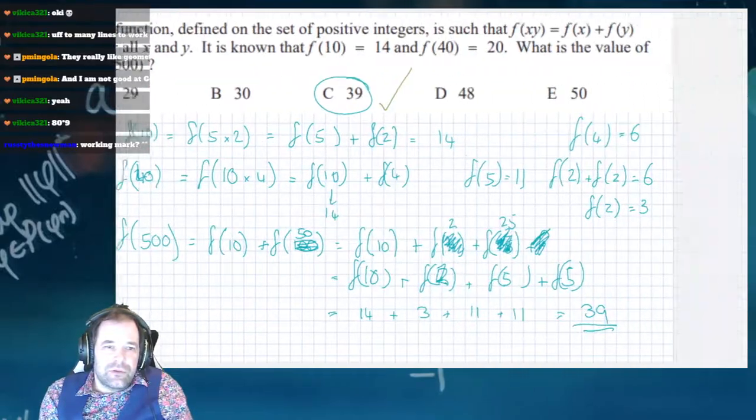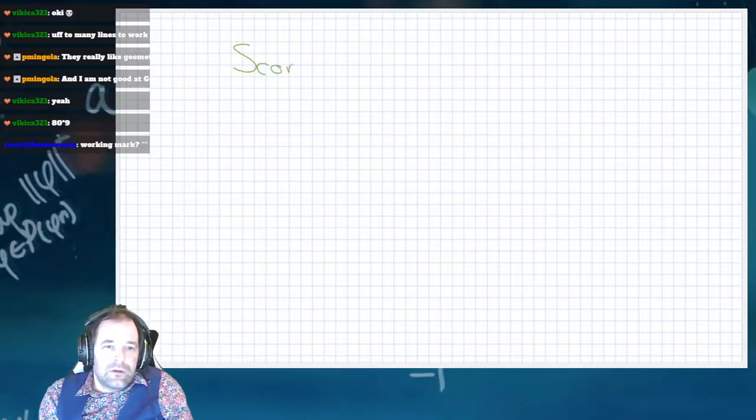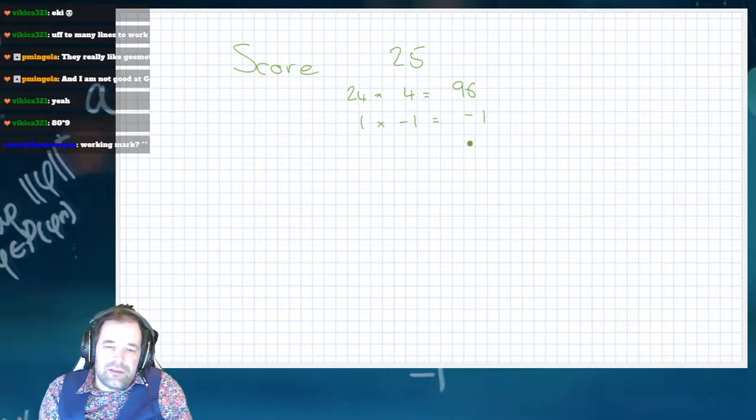Our score was, we started with 25, we got 24 questions right, and then we got one question wrong. It's a negative 1 point. 4 24s is 96. 25 add 96, subtract 1 is 120 out of 125.